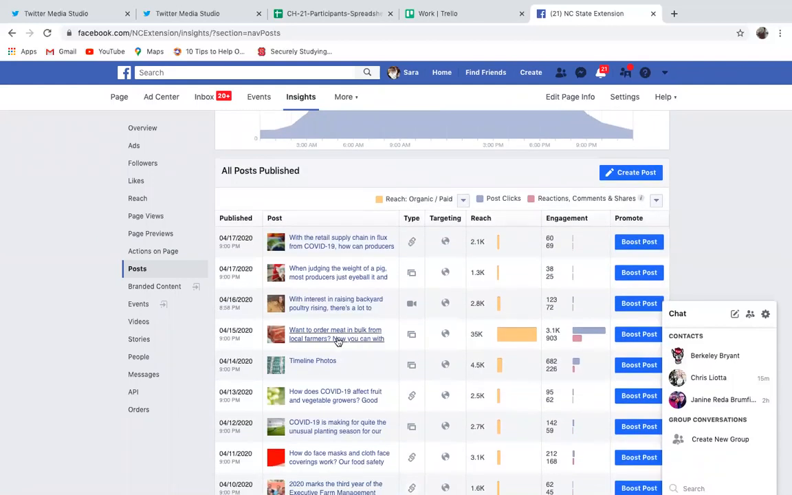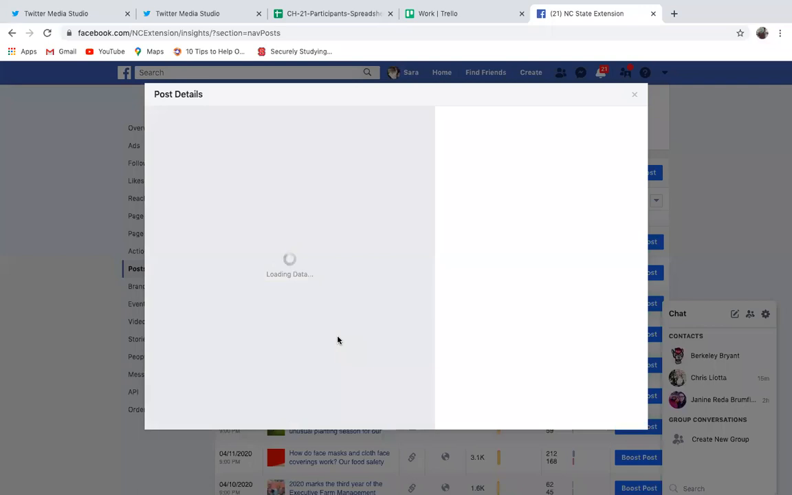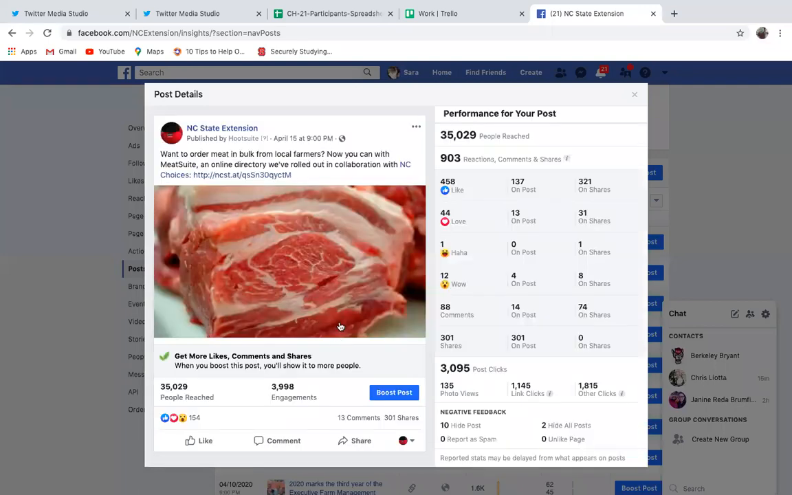And then if you want to dig into it, you can get a fuller breakdown. For instance, 137 people liked it on our actual page, but then 321 more likes came from places where people had shared our post, because this post had 301 shares, which is amazing for us.